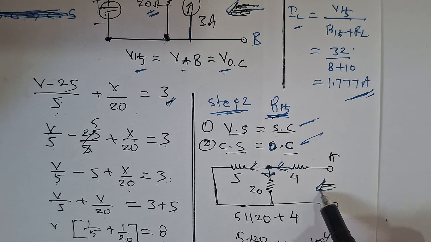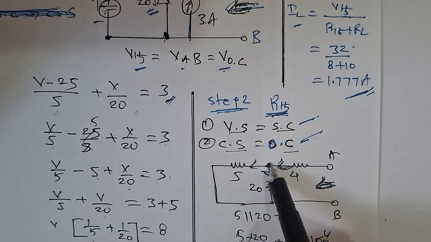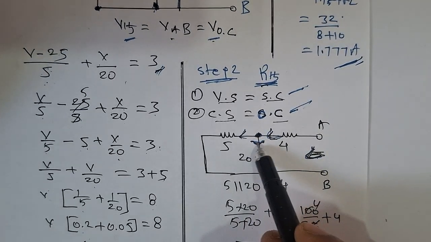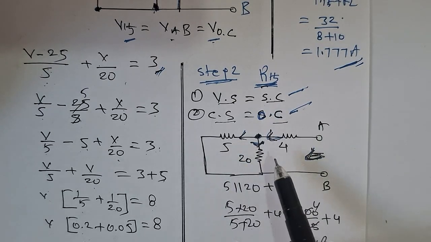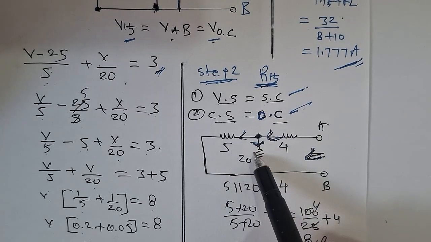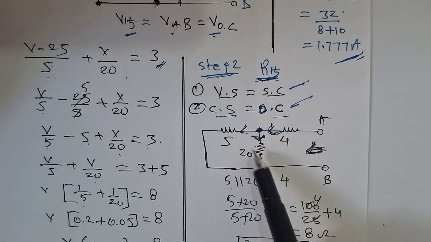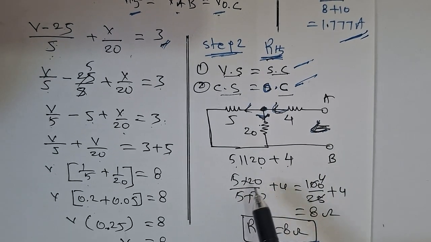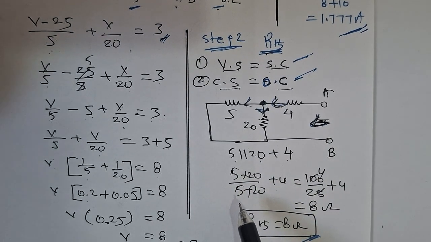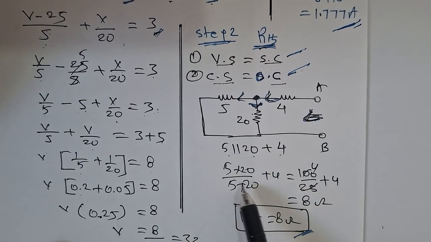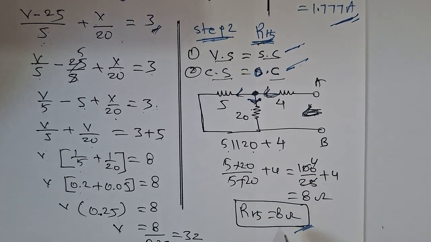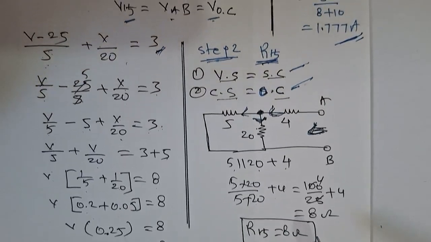Then calculate the total resistance of this circuit when looking from the load terminals A and B. When you come from this side, this becomes a branch node, so the current gets divided. Therefore these two resistances are connected in parallel: 5 parallel to 20, and the resultant is in series with 4. For two resistances in parallel, the resultant is product by sum, plus 4. That is 100 by 25 plus 4, which becomes 8 ohms. So this is called RTH.